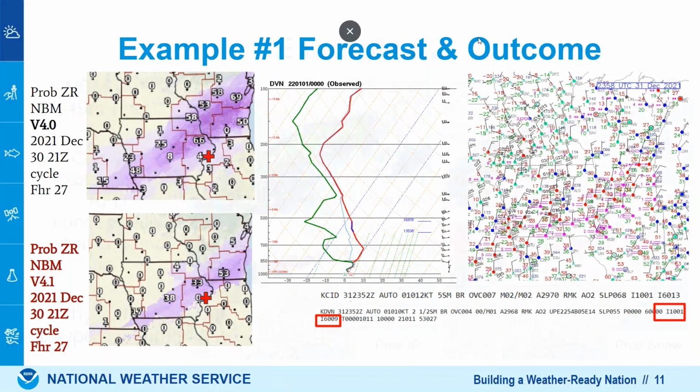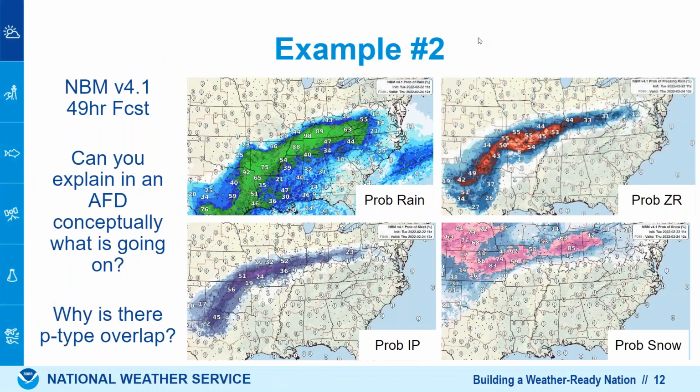All right, example number 2, and I like this one. I hope I can get somebody to raise their hand on this one for sure, because I'm just going to give you these 4 probability of precipitation type graphics. Can you explain, let's just say in an AFD, conceptually what's going on? Can you develop a conceptual model from this and describe it? Does anybody want to open themselves up and describe this situation? If anyone raises their hand, I can easily unmute you.